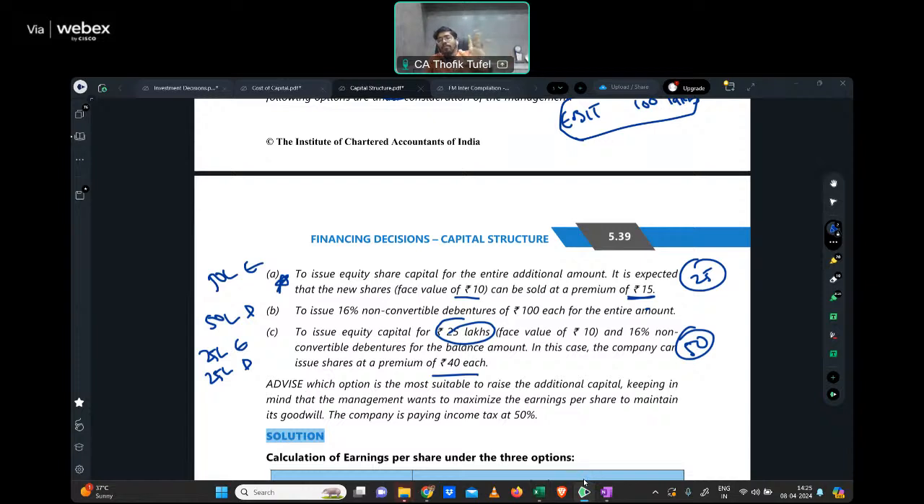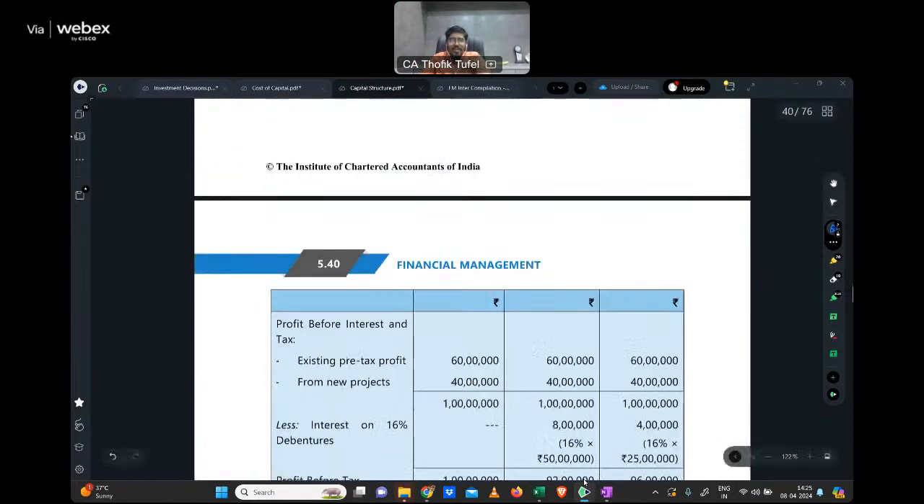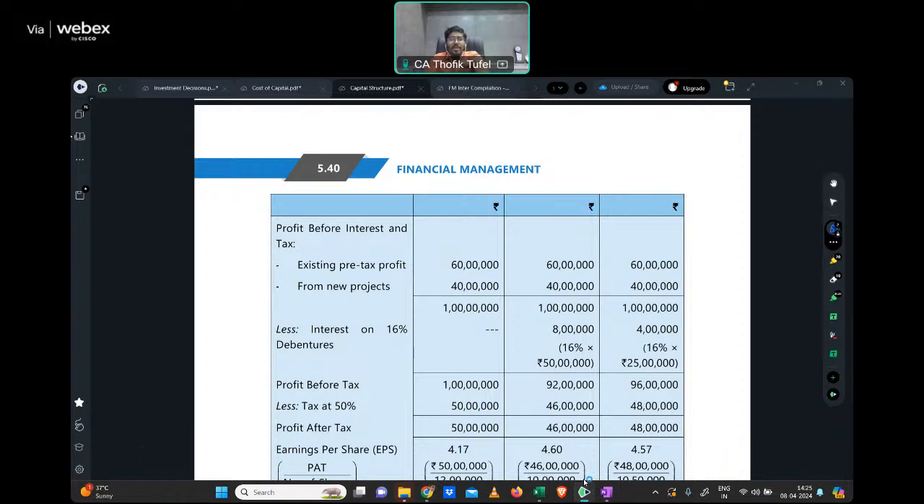Okay, so now I got this. First, what you have to do is directly write EBIT, profit before interest and tax. Existing I'm earning 60, new I'm earning 40, so 100 lakh rupees is my EBIT. I have three options. First option, for the new project, 50 lakh rupees equity. Second will be 50 lakh rupees debt. That is the first option.